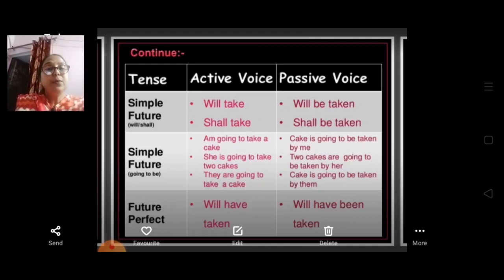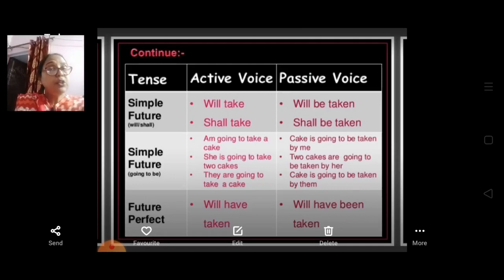Now in future continuous, or you can say going to form: I am going to take a cake, she is going to take a cake. So these are called infinitive. Now in infinitive active voice, we are supposed to write in passive voice: a cake is going to be taken by me. Two cakes are going to be taken by her. A cake is going to be taken by them.